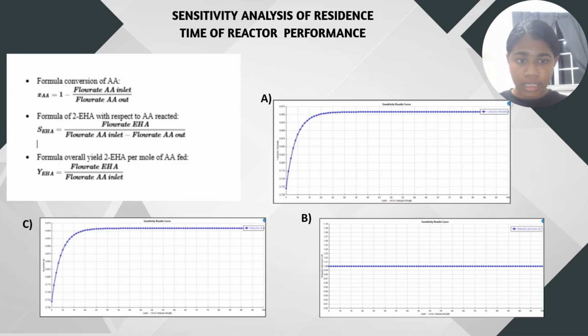And the next is A, which is about the effect of residence time on acrylic acid conversion, and the next picture is the effect of residence time on EHA selectivity, which is B, and the next is the effect of residence time on EHA yield. The results are all calculated into conversion, yield and selectivity by using the formulas. Then the results are plotted into graphs for better visualization.